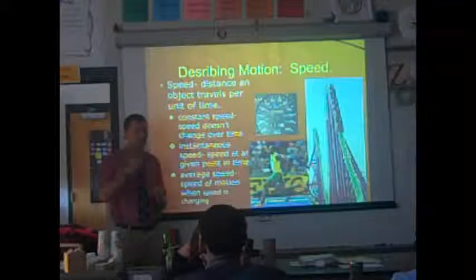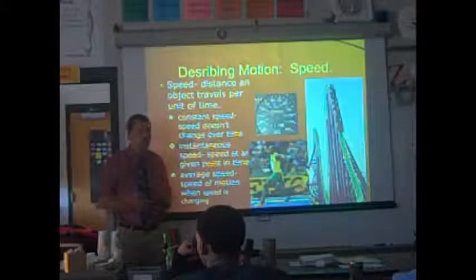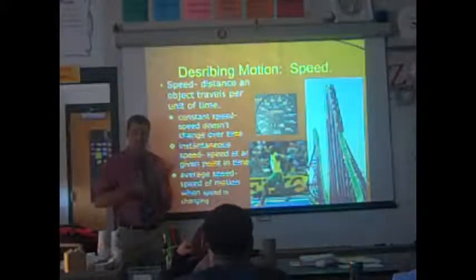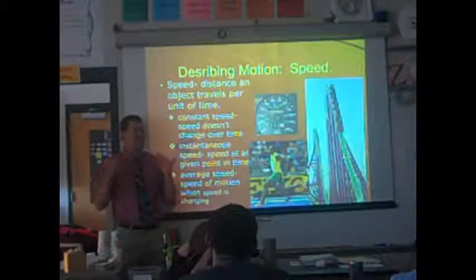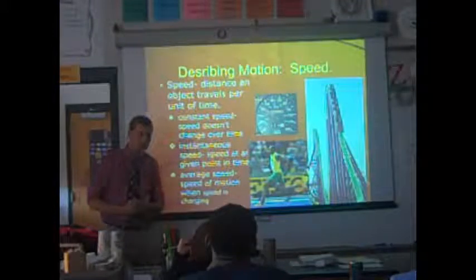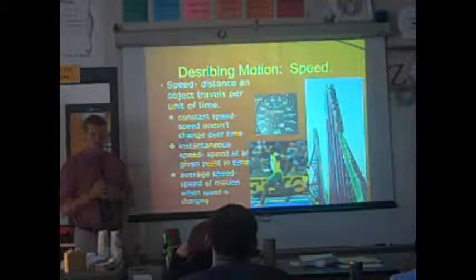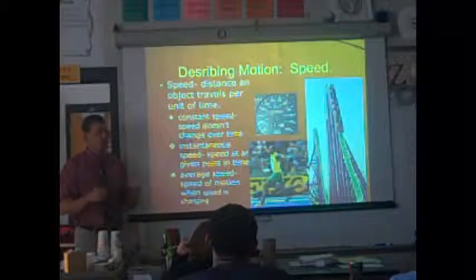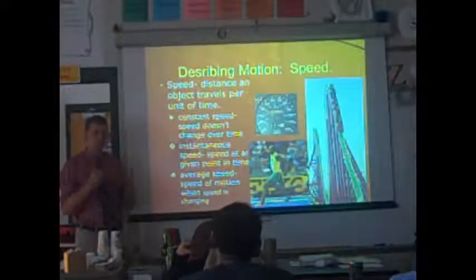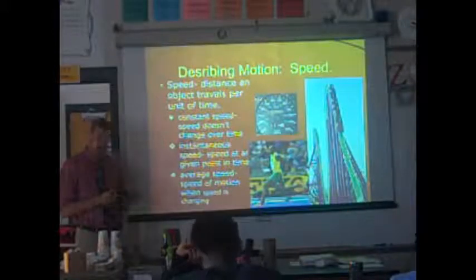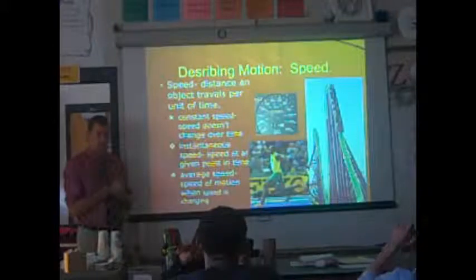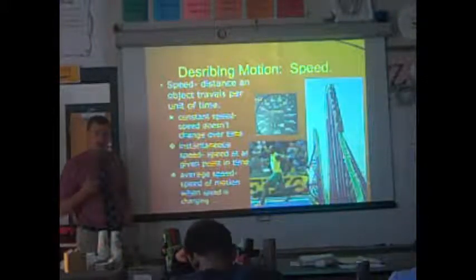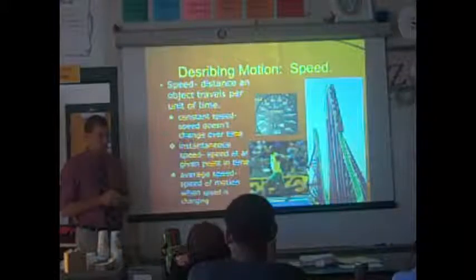Think about setting the cruise control on a car. If you set it at 40 miles an hour, it's going to stay at 40 miles an hour. It's not going to change. That's what we would consider a constant speed. What is your speed right now sitting in your chair? 0. Are you experiencing a constant speed? Yes, you are, because your speed is not changing. It's staying 0. So you can have a constant speed that is a speed of 0. All constant means is it's not changing.